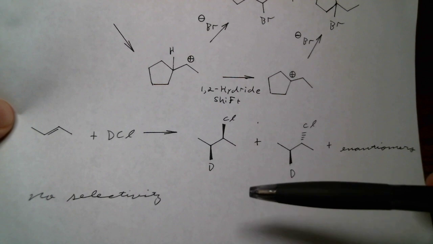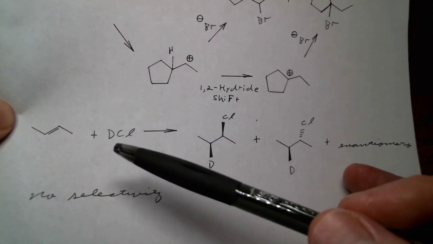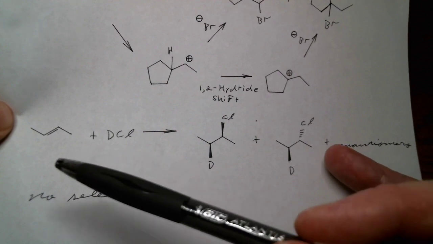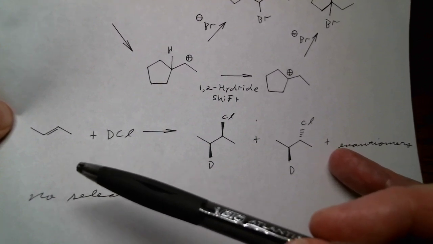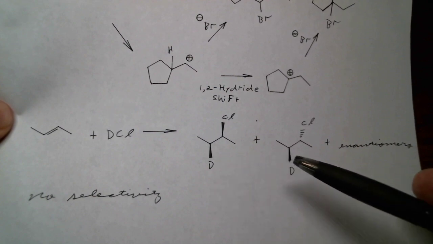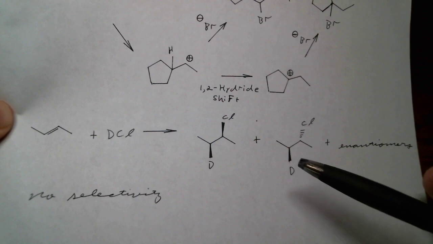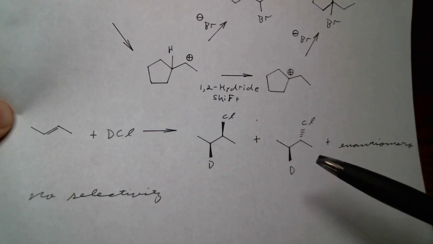There's no real selectivity for our addition of mineral acids, so if you were to take deuterium chloride and protonate trans 2-butene, you would see both of these stereoisomers plus their enantiomers.